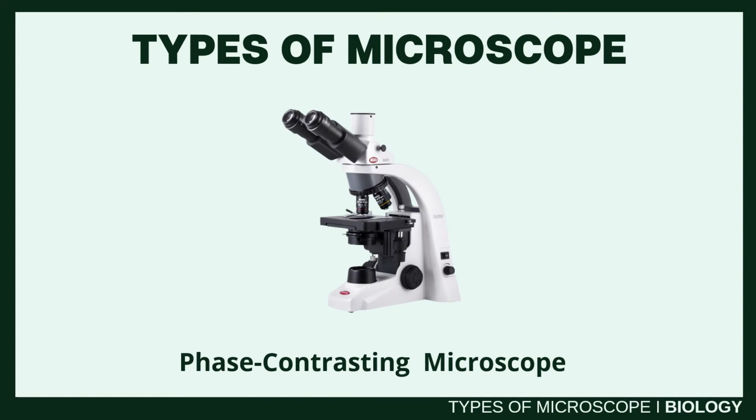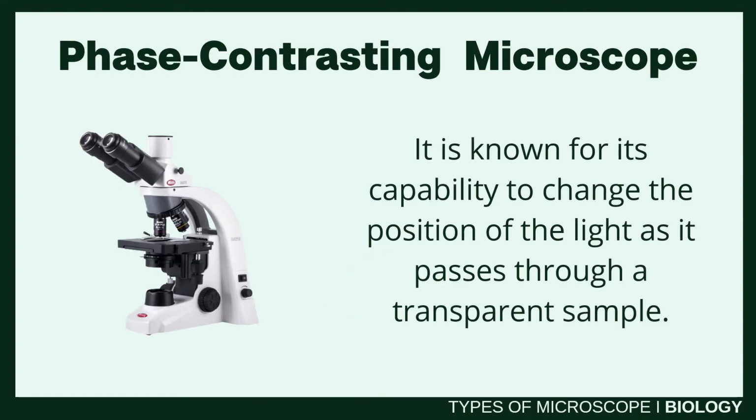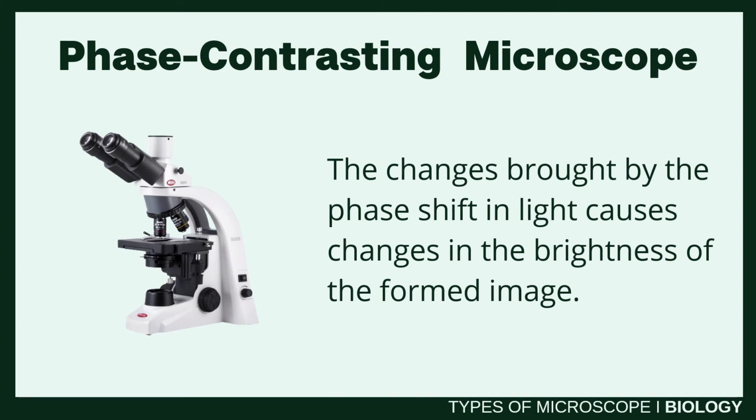Another type is the phase contrast microscope. This type of microscope can change the position of the light as it passes through the transparent specimen. The change in light's position causes a change in the brightness of the formed image.